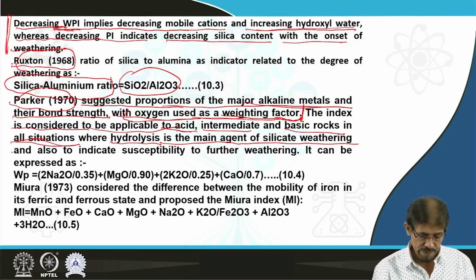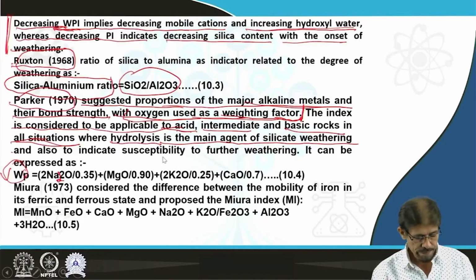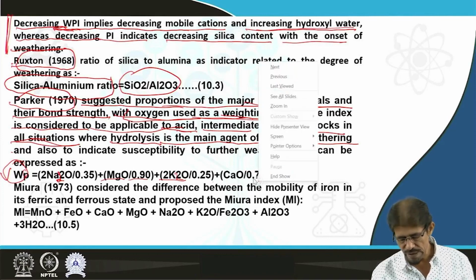And this Parker index, WP, after Parker, you can use the 2 as a subscript. This Parker index can be determined simply by 2 Na2O divided by 0.35, plus MgO divided by 0.90, then K2O divided by 0.25 plus CaO divided by 0.7.